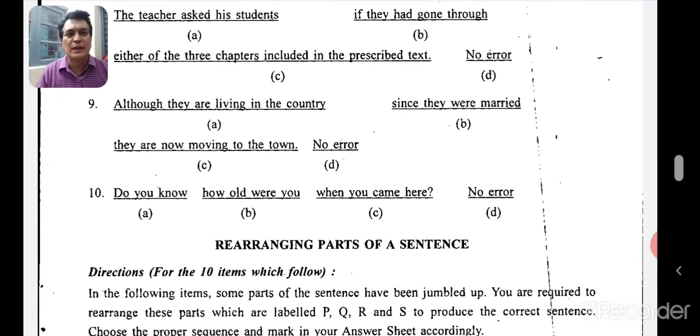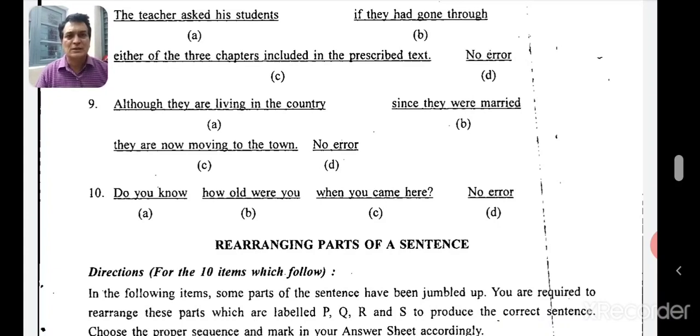So let's take up the next 2. Although they are living in the country since they were married, they are now moving to the town. So where is the error? Error is in A. Why is there an error in A? Since they were married, it's a long duration that is being shown. So although they have been living in the country since they were married, they are now moving to the town, because this clause will depend upon the last clause here.